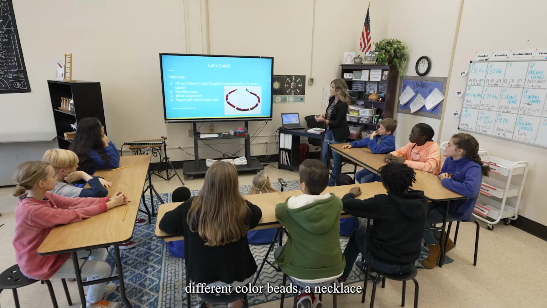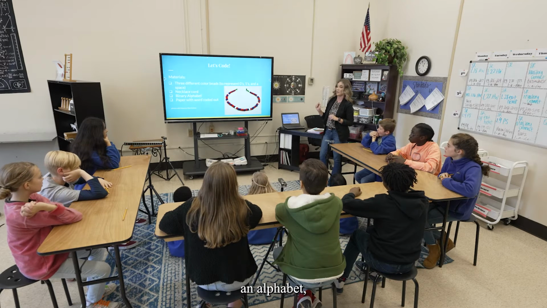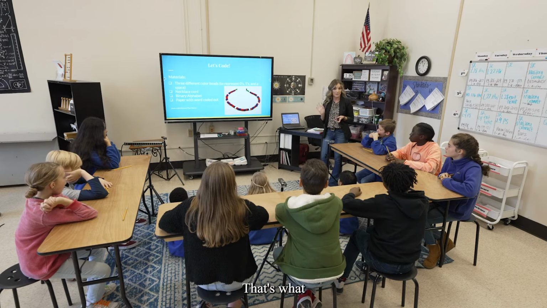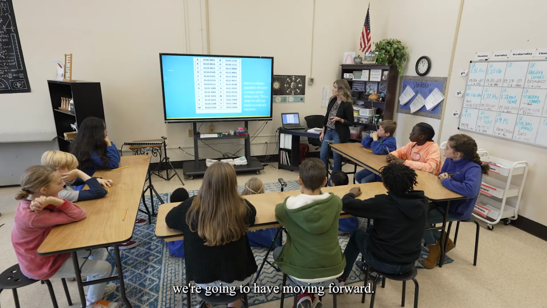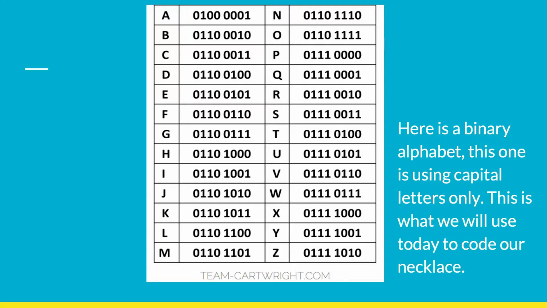We are going to have 3 different colored beads, a necklace, an alphabet, and you're gonna pick a word, okay? That's what we're gonna have moving forward. So, here's a binary alphabet. This one's just using capital letters today. That's what we're going to use. What do you notice about each letter? How many numbers does it take to represent each letter?